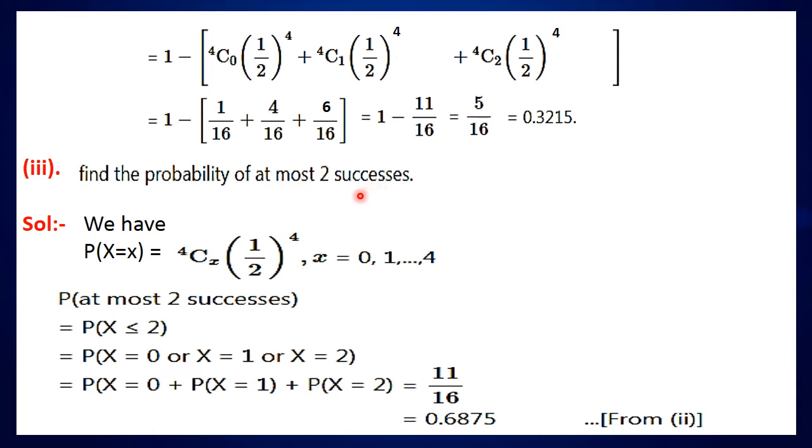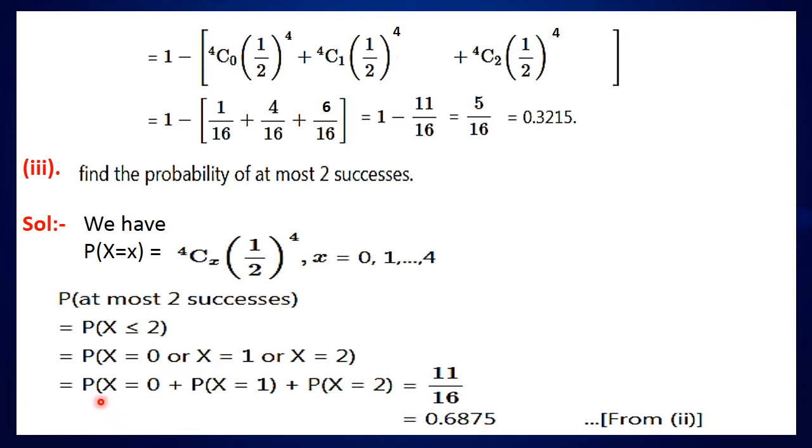Now the third probability of the same: find the probability of at most 2 successes. At most 2 successes means P of x less than or equal to 2. That is, the maximum success is 2. So it can be 0 or 1 or 2. So it is written as P of x is equal to 0 or P of x is equal to 1 or P of x is equal to 2.